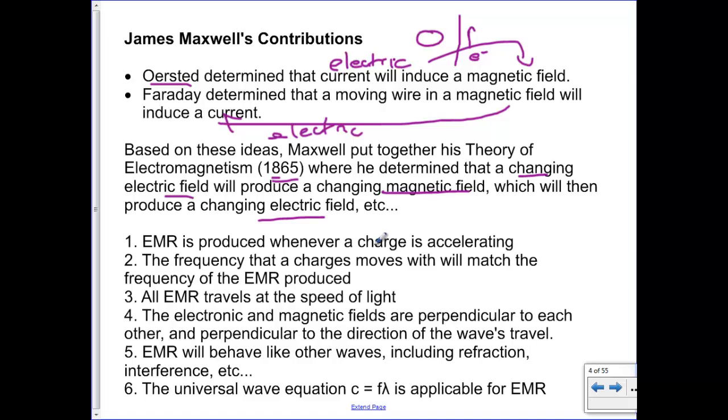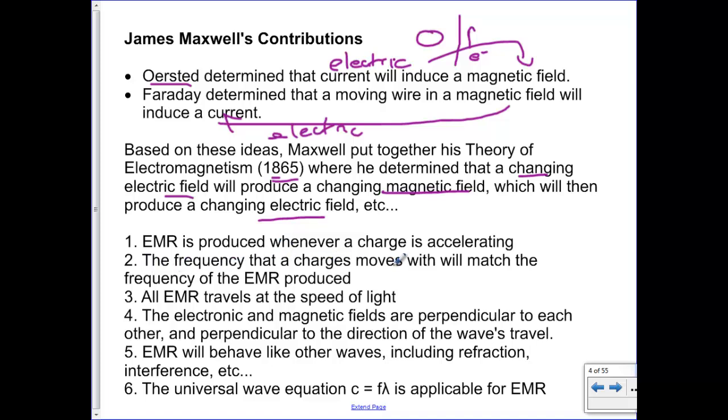First one is anytime you have a charge accelerating, it produces EMR. If a charge is moving, what does a moving charge produce? A magnetic field. But what happens if you then have a moving magnetic field? It produces an electric field, which then propagates the magnetic and electric. Does that make sense? That's what he figured was happening. So really, when you see light, the theory is that that's actually the result of some sort of moving charge. Weird, right?